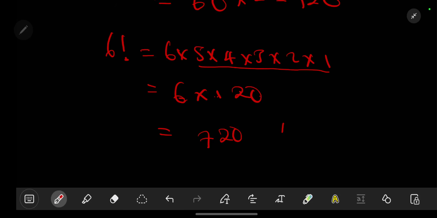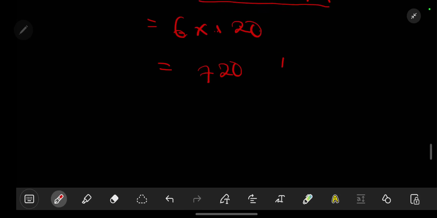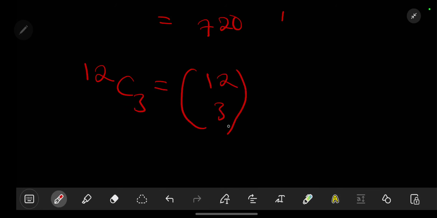So now, under the binomial expansion, we are going to be using the combination. What does it mean? You might have something like 12 combination 3, which can sometimes be written as 12 and a 3, like this. So this is the combination.